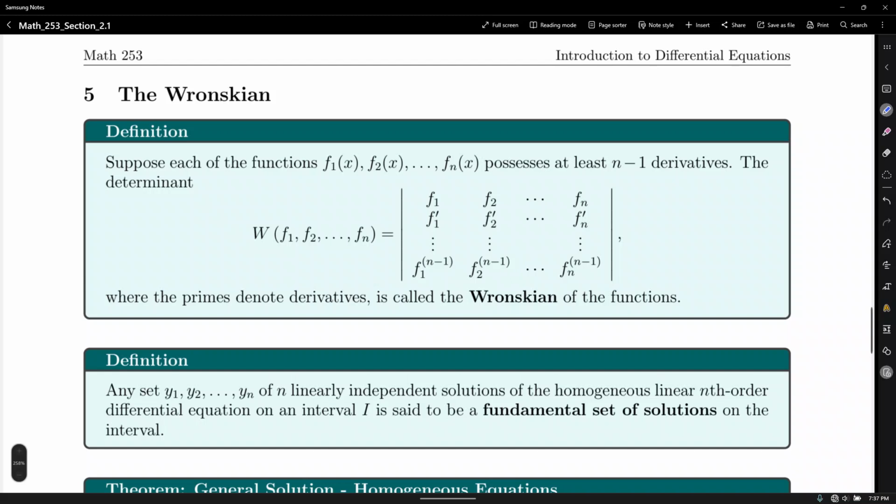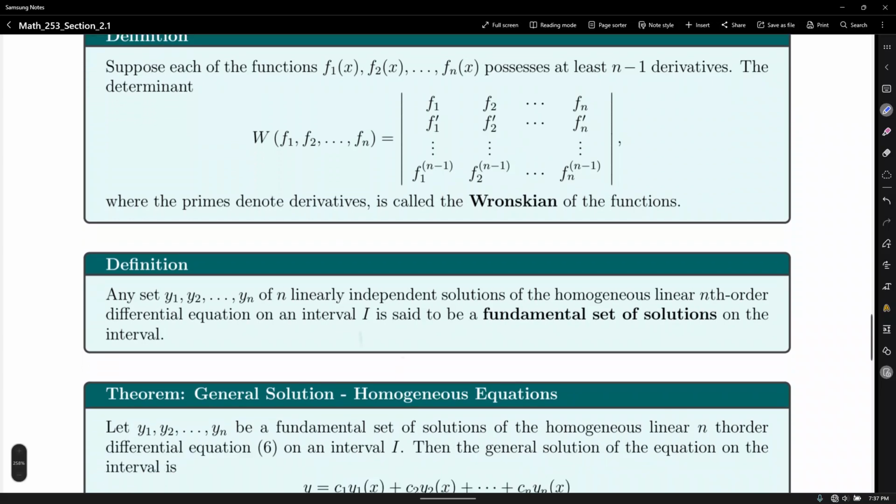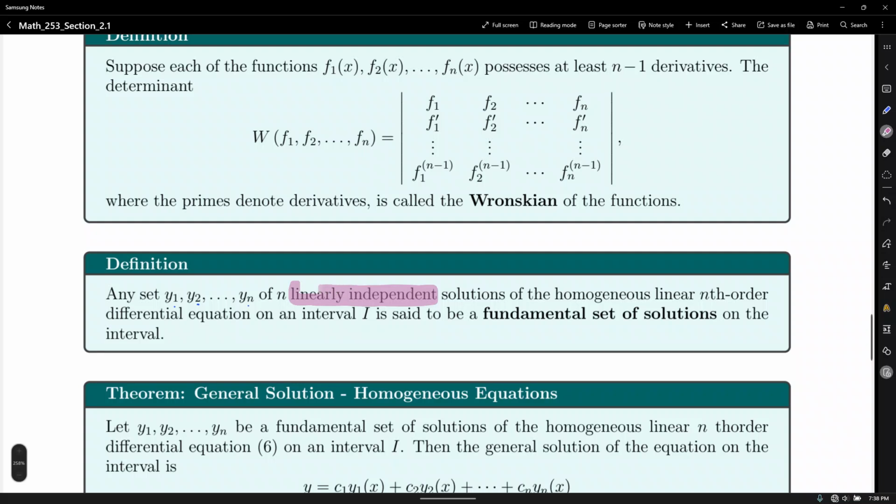All right, well, so we calculate the Wronskian. How does that Wronskian tell us about the linear dependence or independence of these fundamental sets of solutions? Well, let's have a look at the next definition. Any set y sub 1, y sub 2, through y sub n of n linearly independent solutions, here we're already assuming that this set is linearly independent, of the nth order differential equation on a given interval, is said to be a fundamental set of solutions.